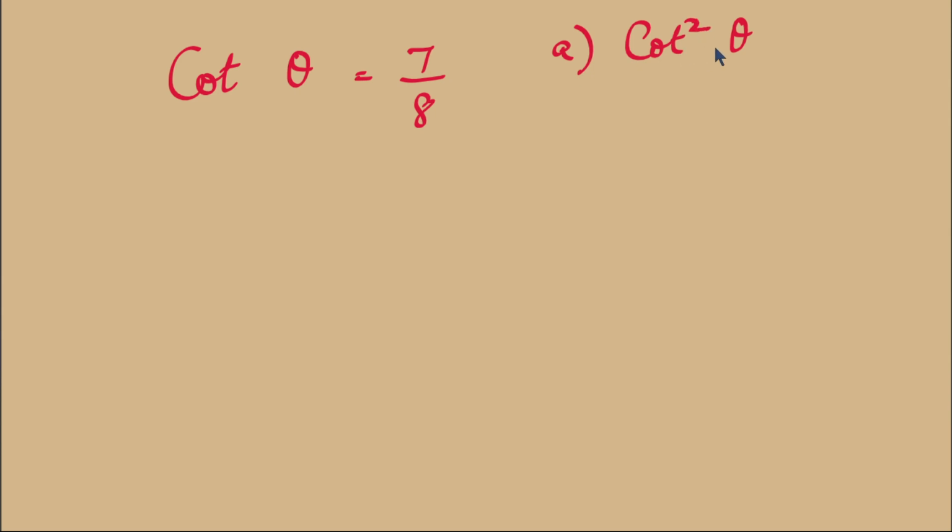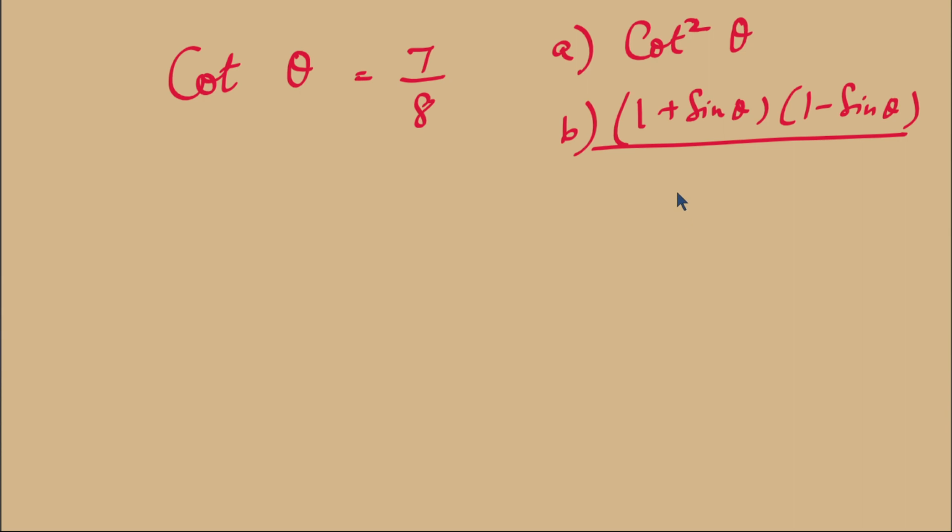Hello everyone. One more problem in the series of familiarizing ourselves with trigonometric ratios. We've been given this trigonometric ratio: cot theta is given to be 7 by 8, and we've been asked to find, number 1, cot squared theta. We've also been asked to find (1 plus sine theta) into (1 minus sine theta) by (1 plus cos theta) into (1 minus cos theta). So let's go ahead and find out.